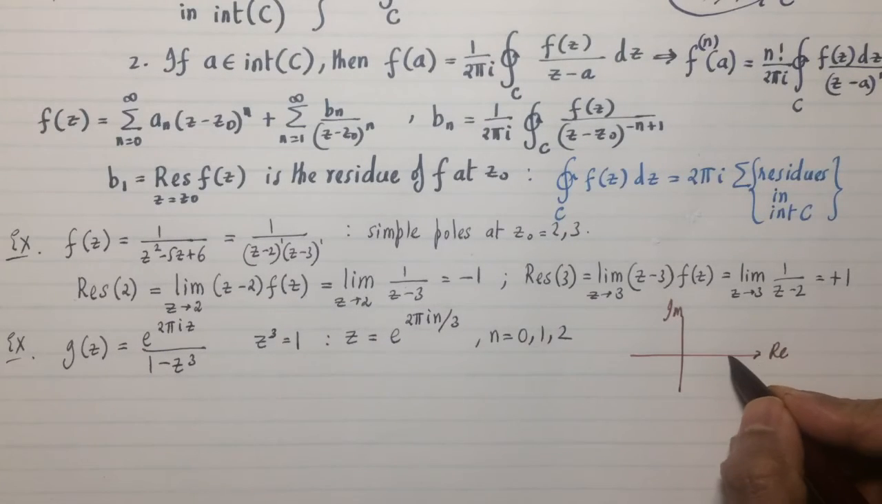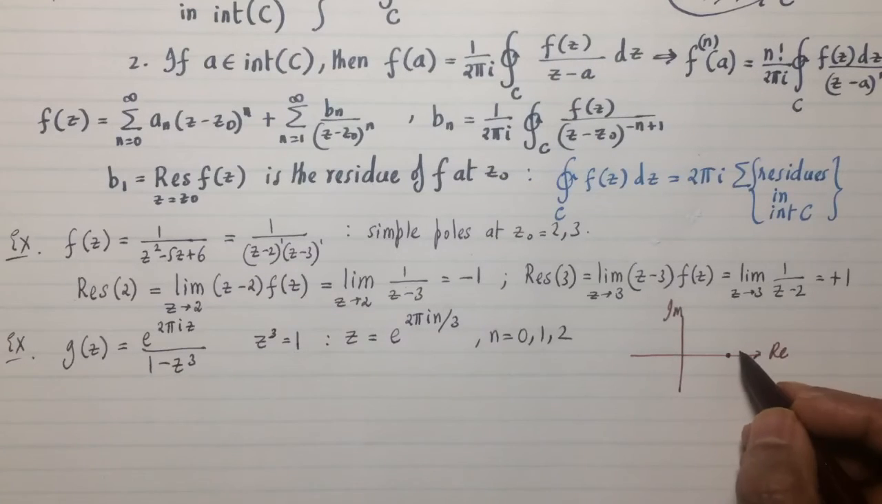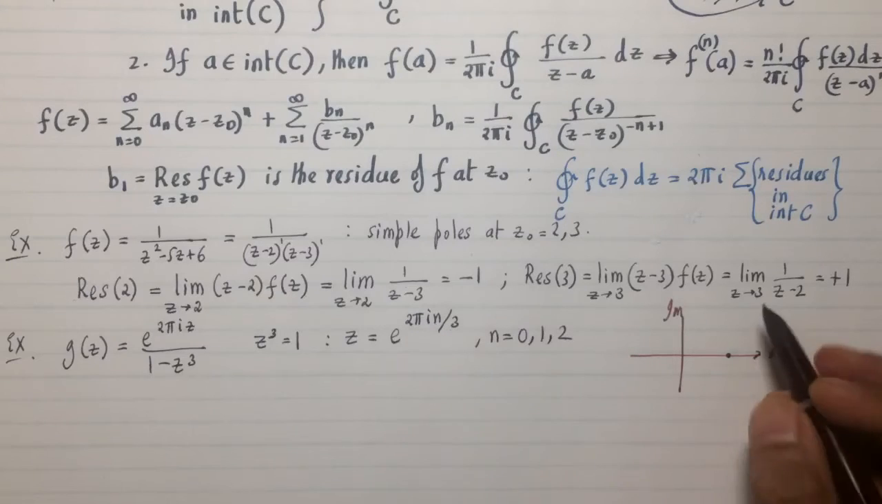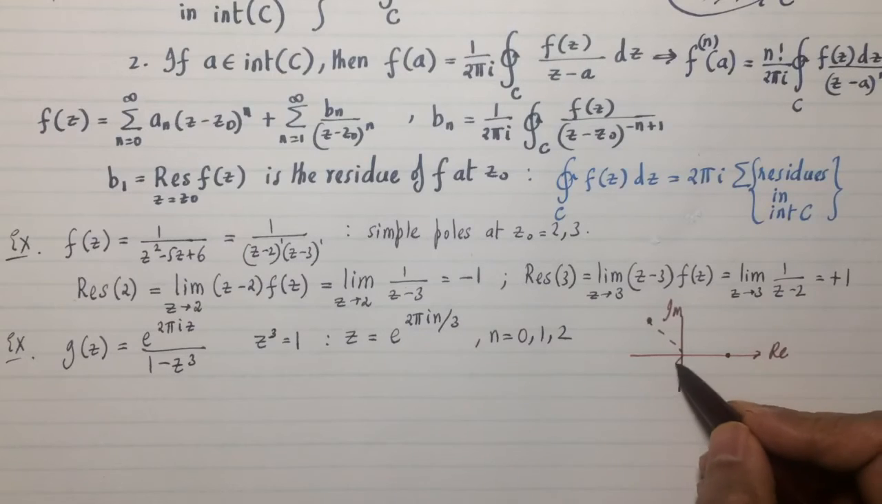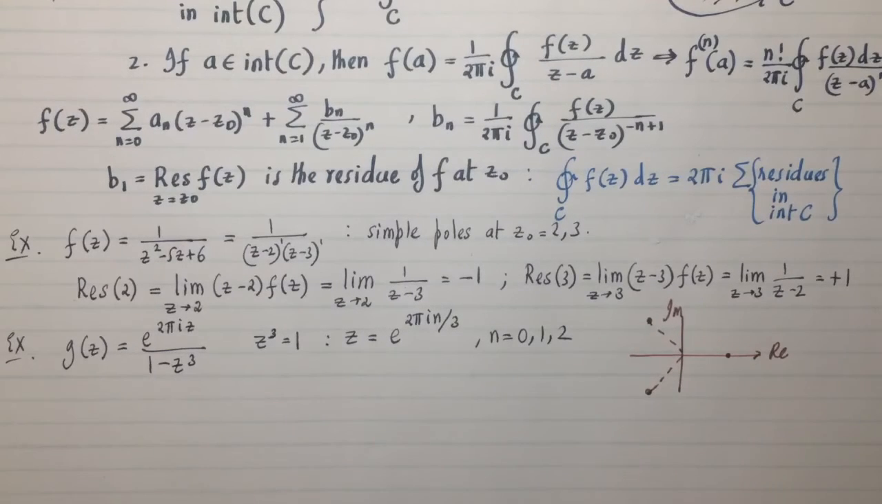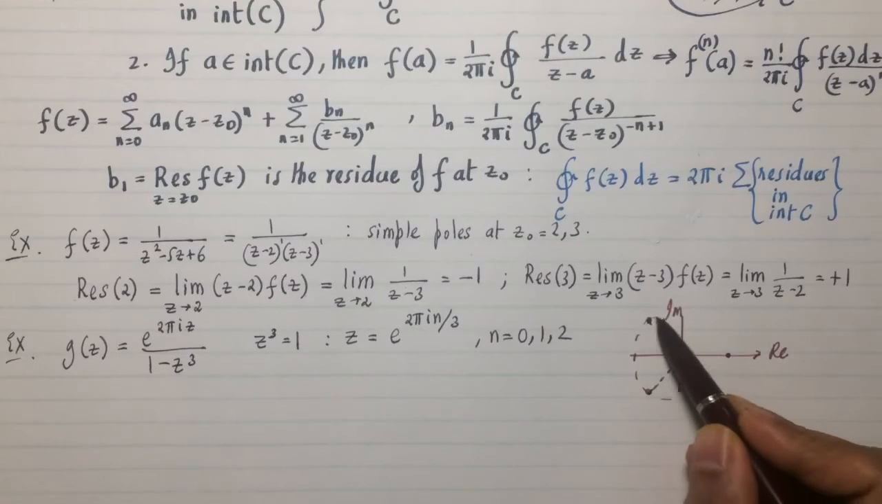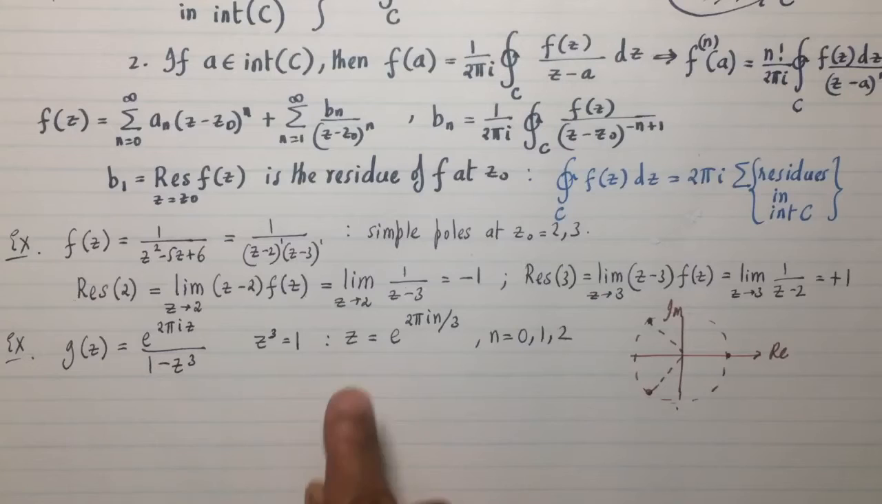For n equal to 0, you just get 1, which is the most obvious solution. For n equals 1, you get 2 pi over 3, which is 120 degrees. So that's going to be over here. And for n equals 2, you're going to get this third solution. And so these are the 3 roots of unity, and they lie in a circle of radius 1. So it's like your basic peace sign. So we have to look at the residues at all 3 values.